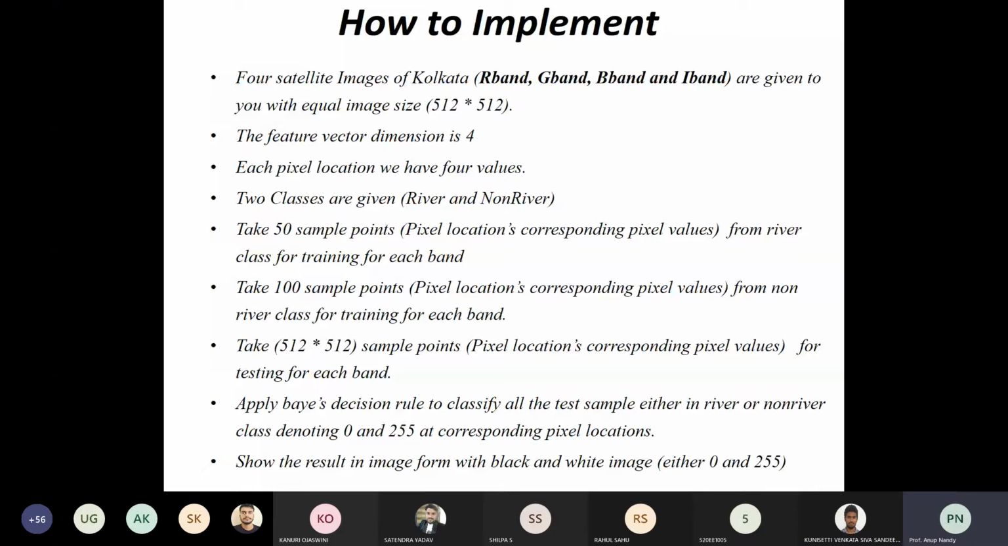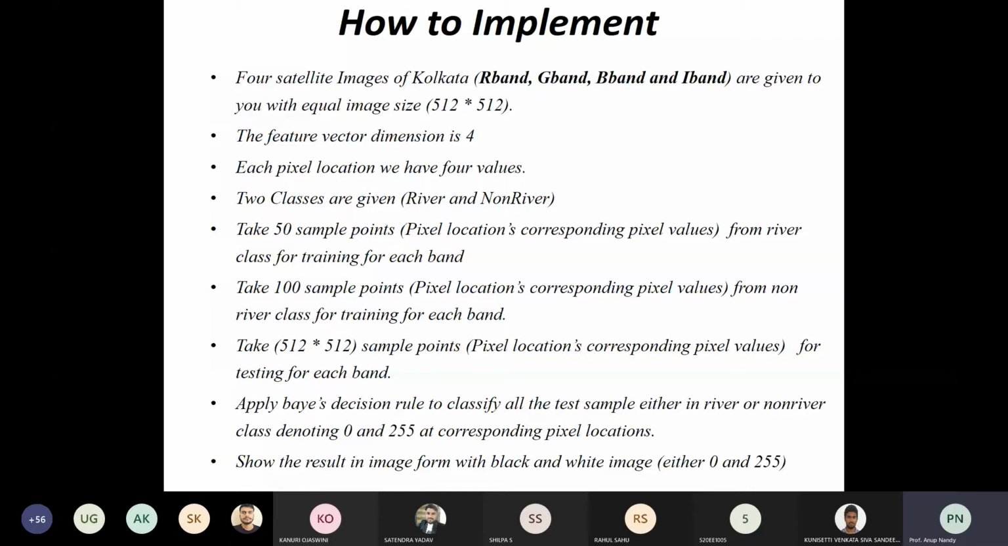Whenever I tell you points, it means an observation, that is, the pixel locations. So 50 sample points means each sample point will have 4 different values, because you are going to capture the pixel locations. You have to choose pixel locations in such a way that the entire region will be covered. That I'll explain. And these 50 sample points are not the intensity values.